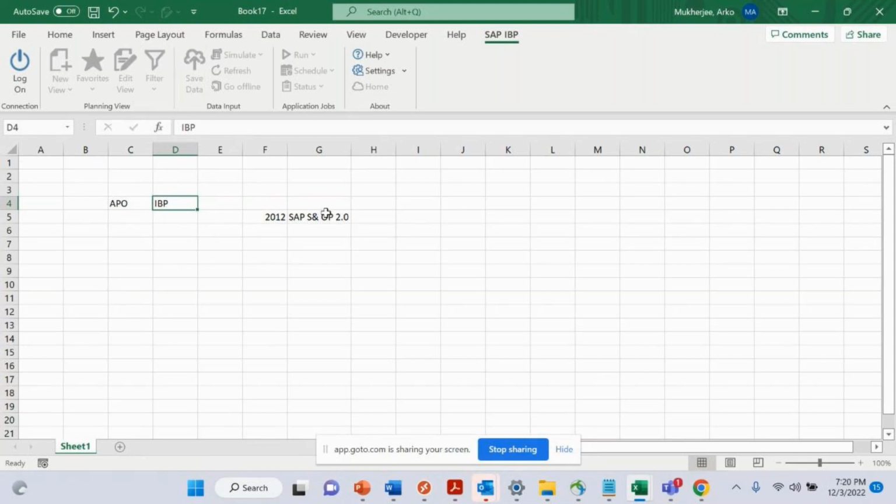It also has many advantages, like the new Excel and HTML user experience. It has the comprehensive data model. After 2012, they released the 2013 version, which they called SNOP version 3.